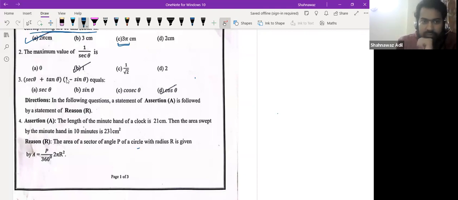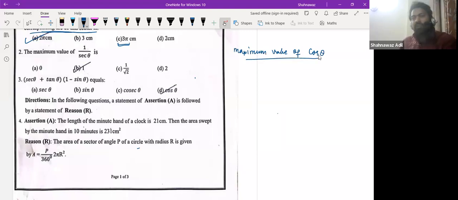So we should write the reciprocal of it. The reciprocal of sec will be cos. Okay, good. Which means that we have to find the maximum value of cos theta. What is the maximum value of cos? One. Good, so the maximum value of cos theta is 1.